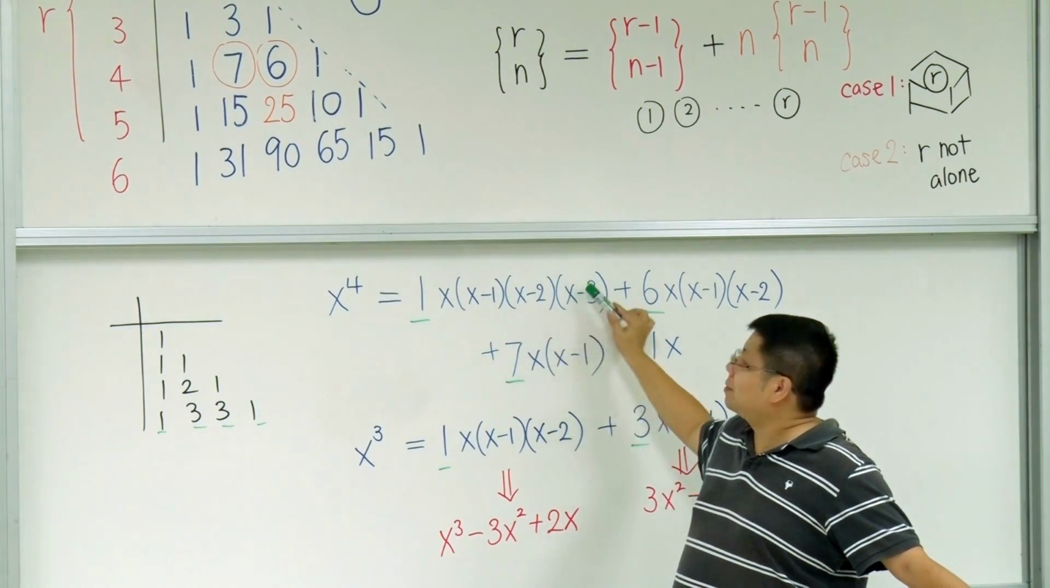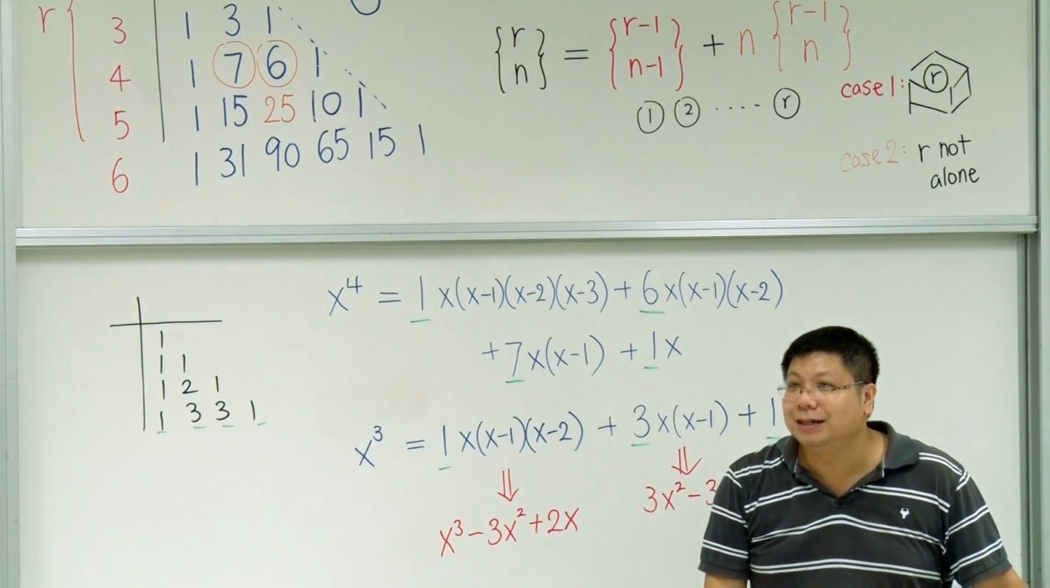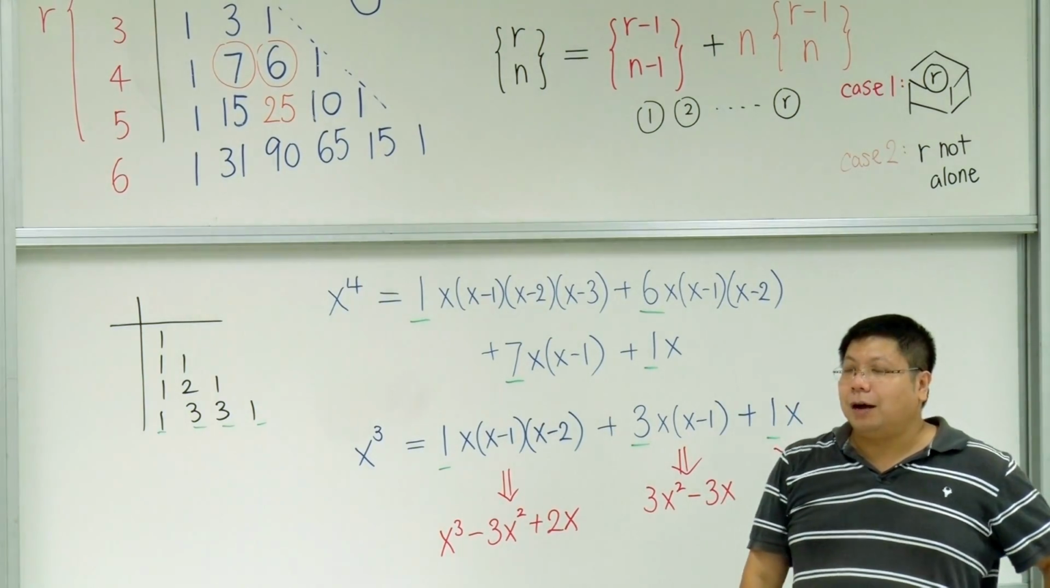X times x times x times x, so we get x to the power 4. Is that okay? Now, how about x cubed?